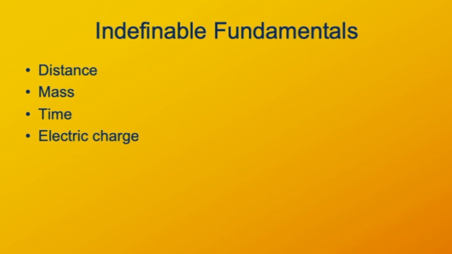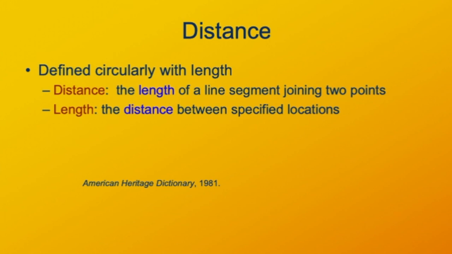The four indefinable fundamental quantities that we need to worry about in this course are distance, mass, time, and electric charge. The first three we'll start using right away. Electric charge we won't get to until the second semester. At the very end of the second semester, if time permits, we'll get to a few more fundamental indefinables, but for the great majority of this course, everything we'll learn about will be in terms of these quantities: distance, mass, time, and electric charge. So I claim these quantities can't be defined in terms of other things. Let's check out that claim.